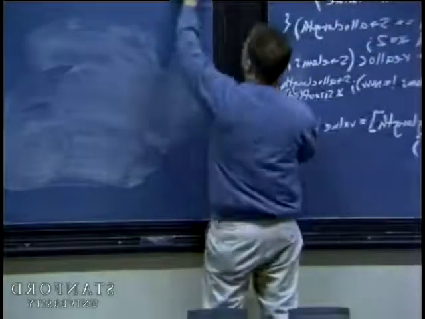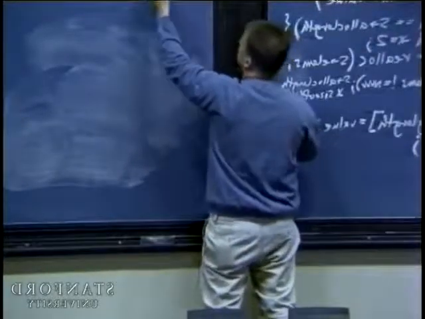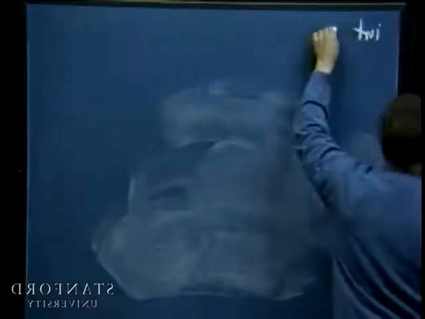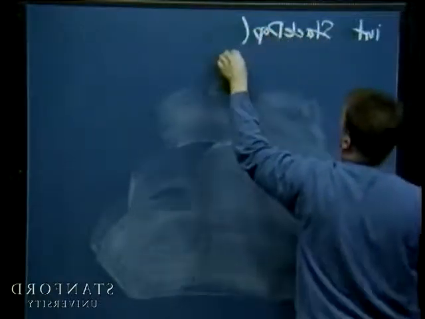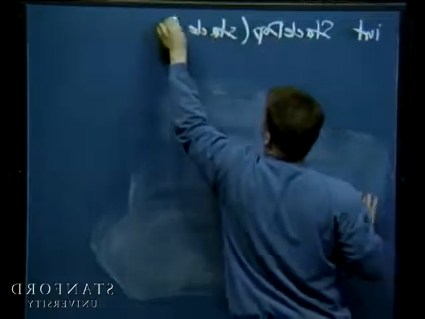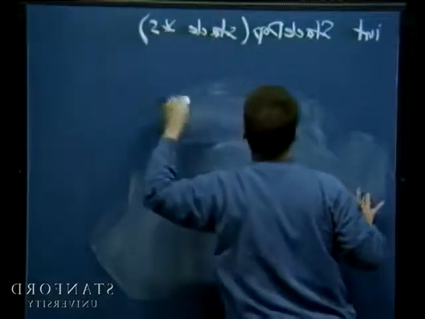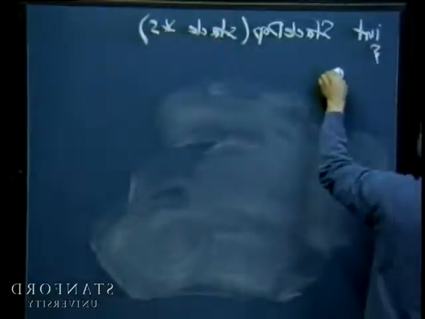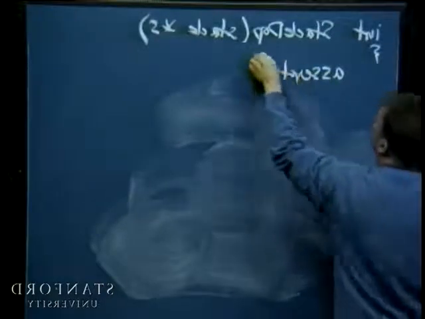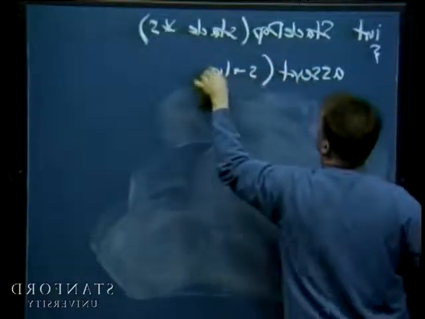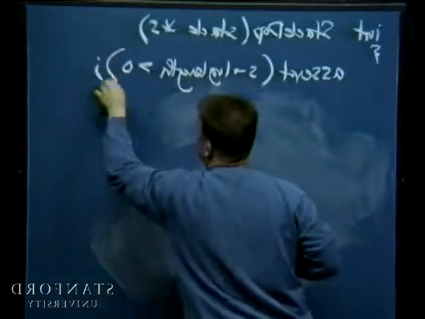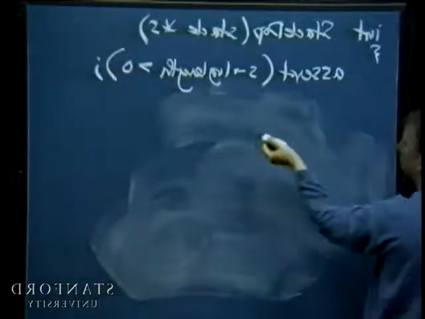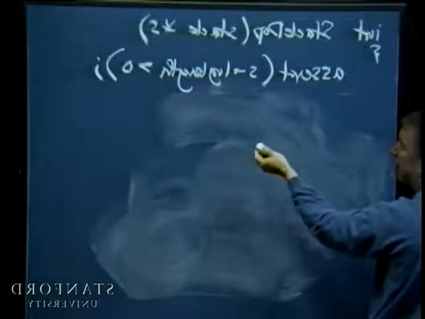This continues on this board right here. I have this thing that returns an int, stack pop. I'm popping off of this stack right here. No other arguments. Assert that s arrow log is greater than 0. If you get here, then you're happy because you have something you can pop off.